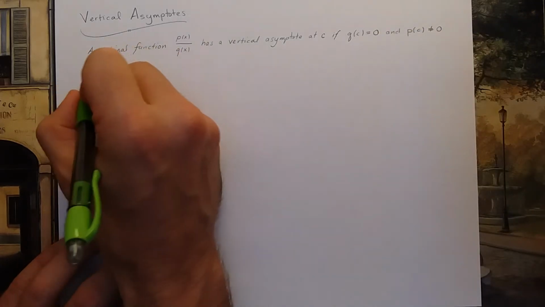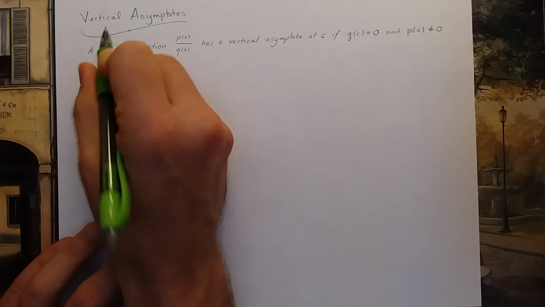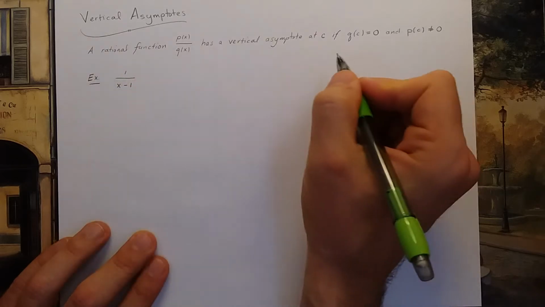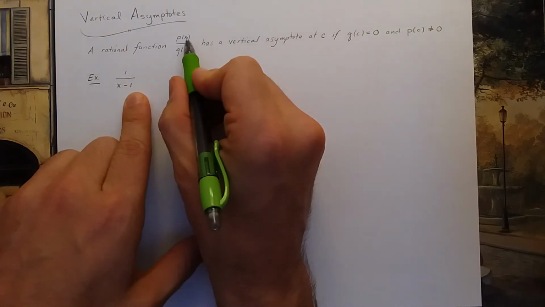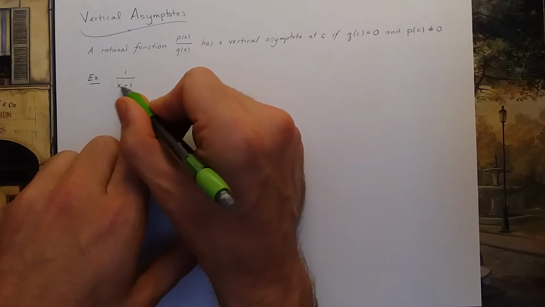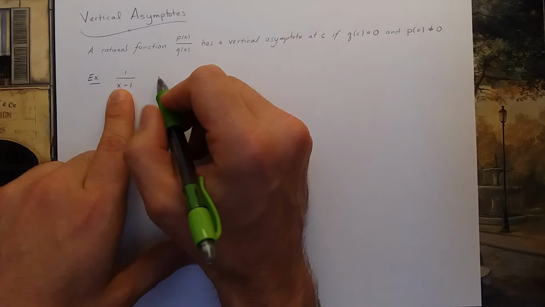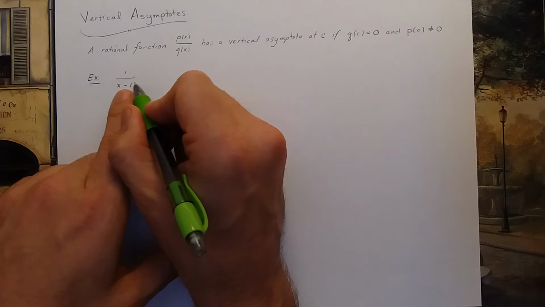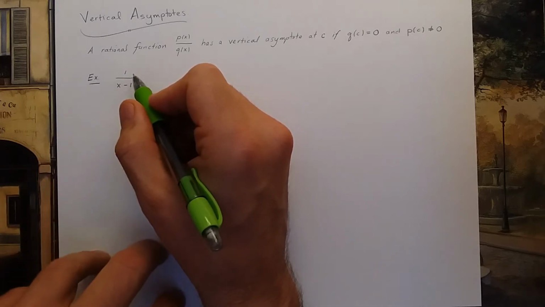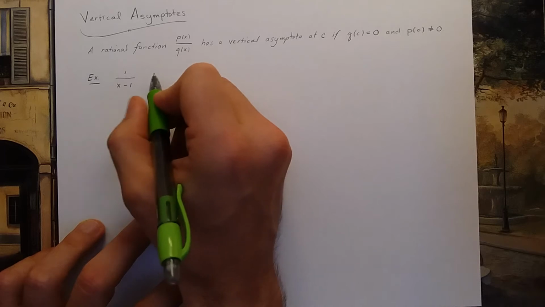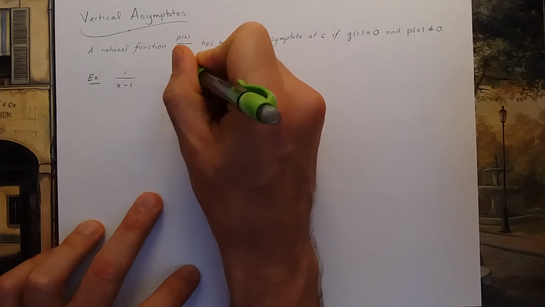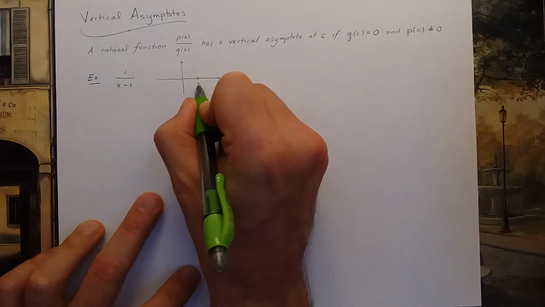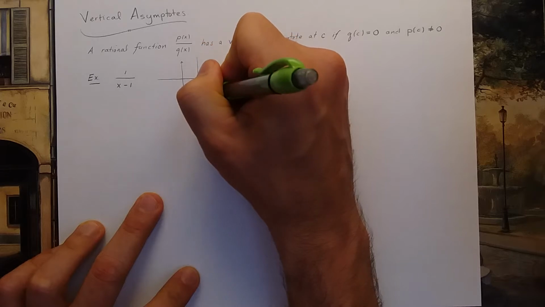So let's see some examples of rational functions with vertical asymptotes. The function 1 over x minus 1 is a rational function. Here p of x is 1, q of x is x minus 1. This has a vertical asymptote at x equals 1. If you plug in x equals 1, the denominator, the bottom, is 0. If you have a vertical asymptote, that means the graph of the function looks like this. So at x equals 1, there's a barrier almost that the graph of the function cannot cross.